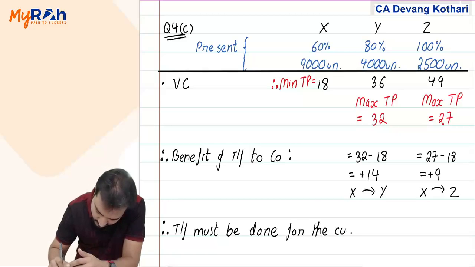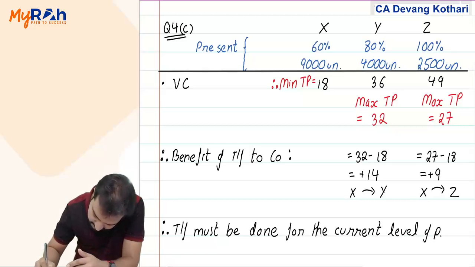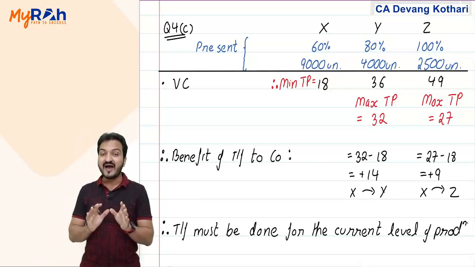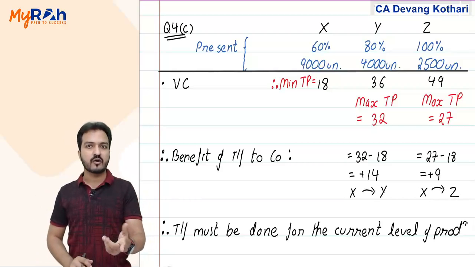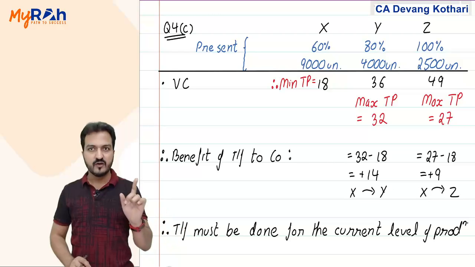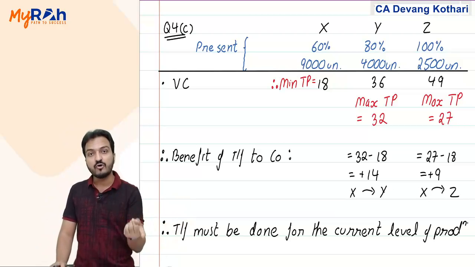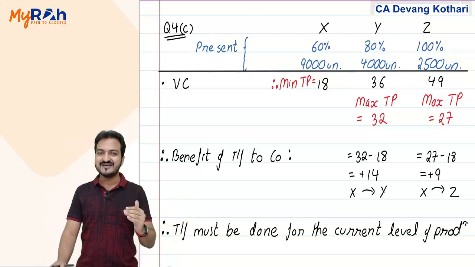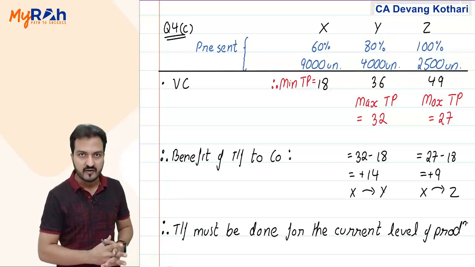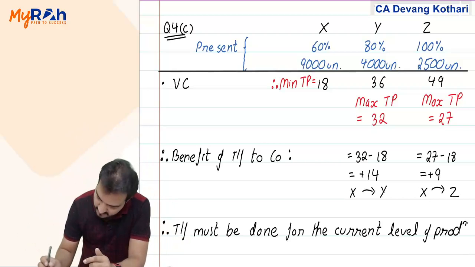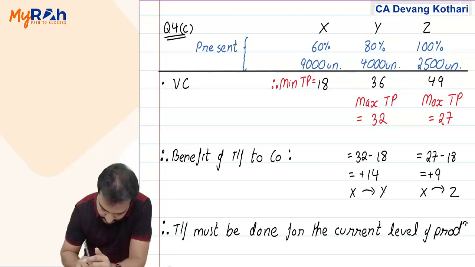Therefore transfer must be done for the current level of production. I'm not commenting on whether expansion should be done or not. Expansion decision I will take later. First, I'm just taking a decision that for the current level of production, transfer must be done out of spare capacity. So X is able to fulfill its outside demand of 7,500 units. The balance it will use in transfer.